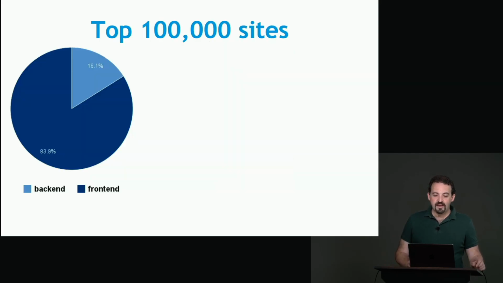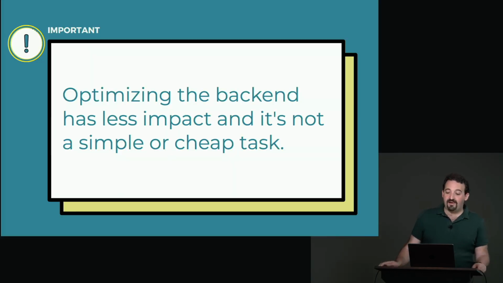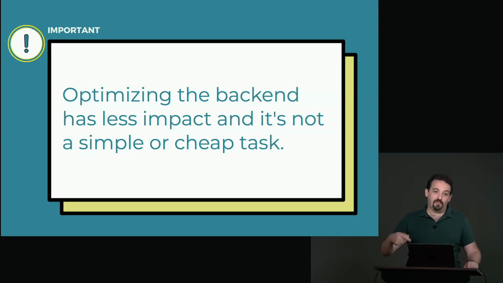Make sense? And from the top 100,000 sites, only 16% of the time is because of the backend. Optimizing the backend has less impact, and it's not a simple or cheap task. If you want to optimize your server time and cut 10% of the time, sometimes it's about putting some more infrastructure or cloud infrastructure, paying for some cache, or adding another layer of something, right?